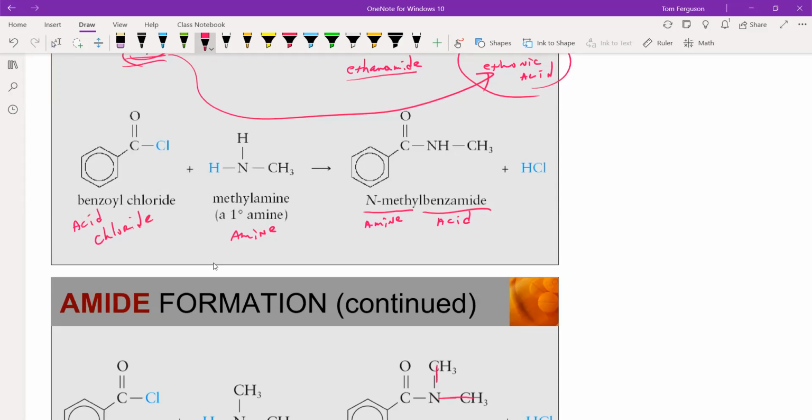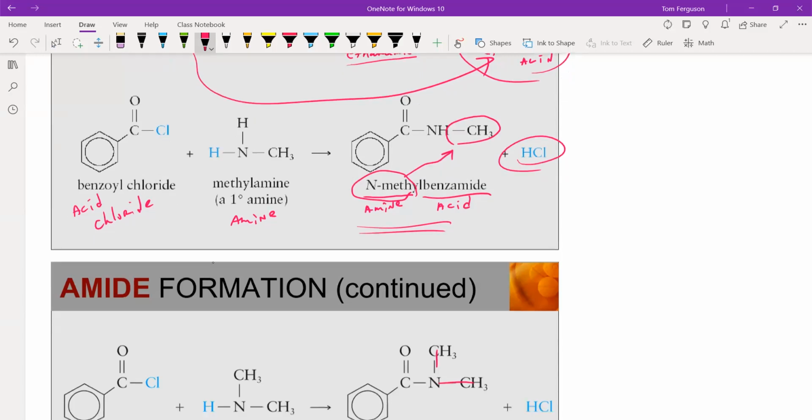The acid chloride plus the amine gives us the amide. In this case, because there is a methyl group off that nitrogen, we have to specify with an uppercase italicized N. So this N-methyl corresponds to that. And then this benzamide is from benzoic acid, and it's an amide. And because it's formed from the acid chloride, we end up generating hydrochloric acid as well.